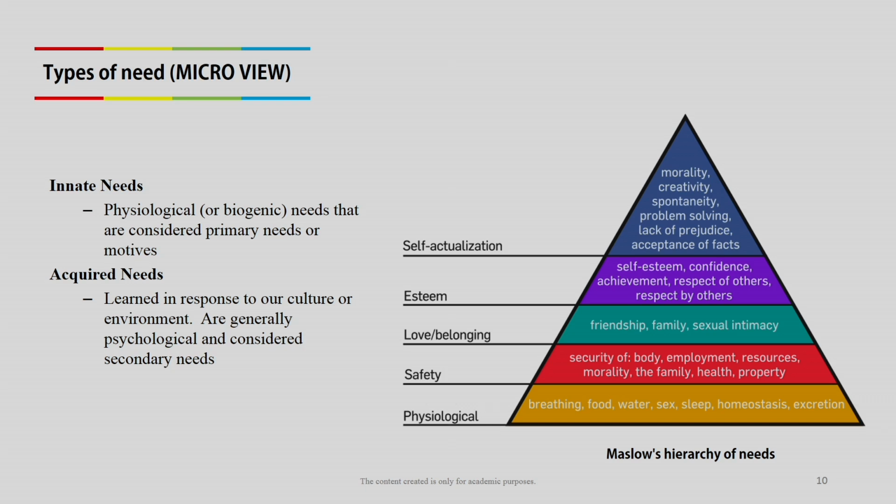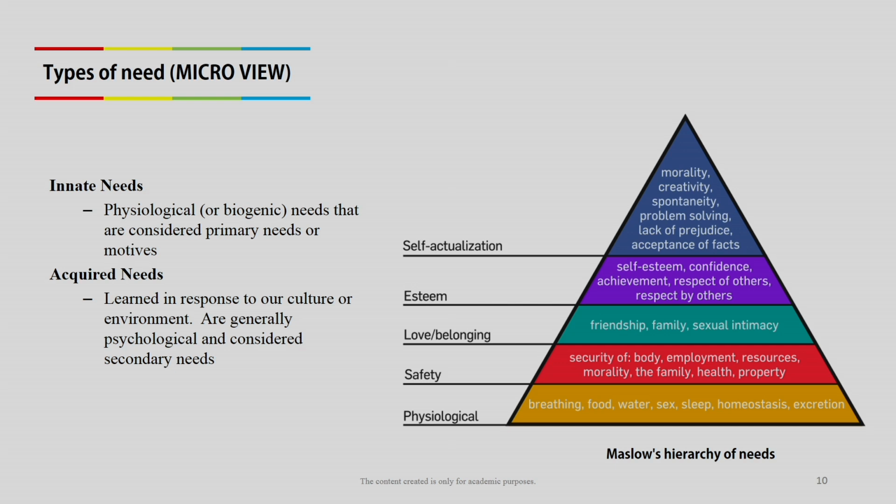So, in the micro view there are two types of needs. One is innate need, another is acquired need. Innate needs are physiological, which are also considered primary needs or motives. Breathing, food, water, sex, sleep, etc. come under physiological needs.